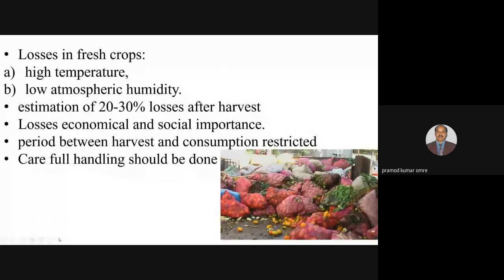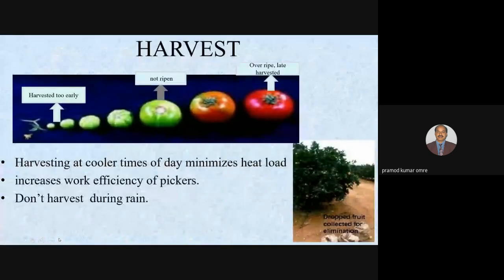We have to take care and we have to give the proper training to the labor, how to handle the crop, starting from the harvesting to the marketing, during transportation, during storage. All these points are there. Here, some of the things are there.